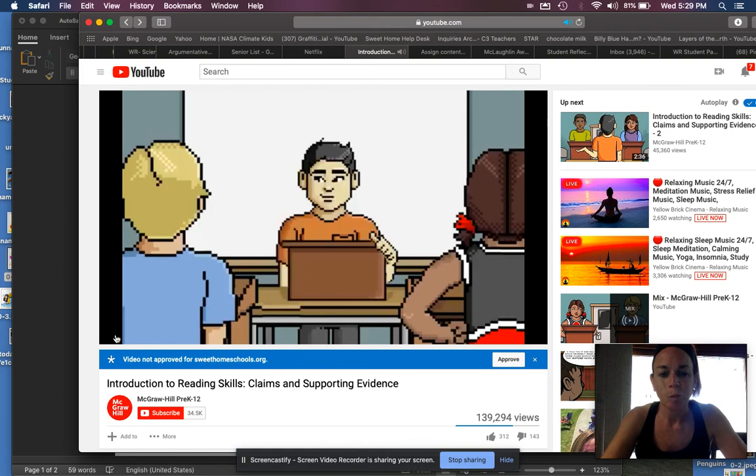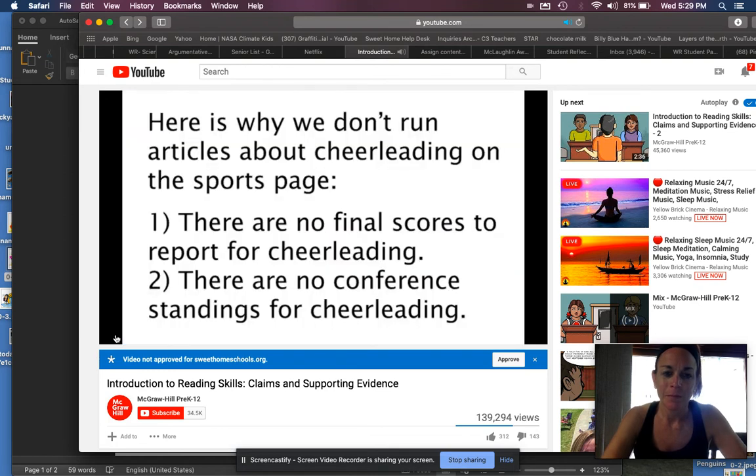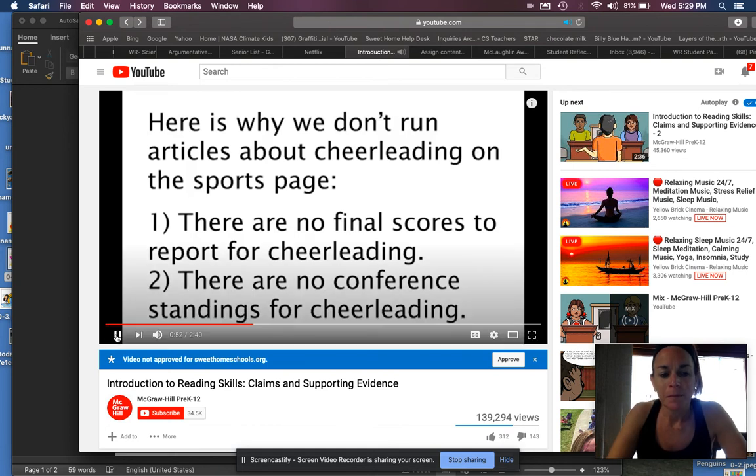The article is not about whether cheerleading is a sport. It only explains why we don't run stories about it on the sports page. Let's take a look. Here's why we don't run articles about cheerleading on the sports page. 1, there are no final scores to report for cheerleading.